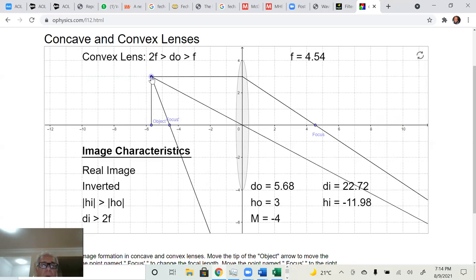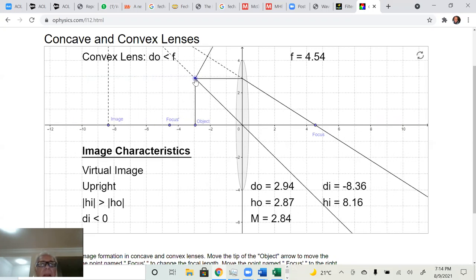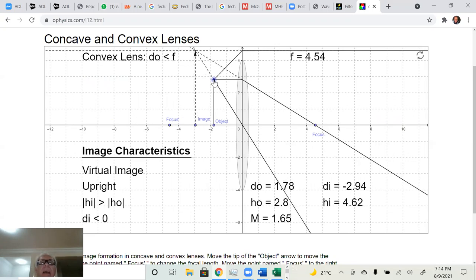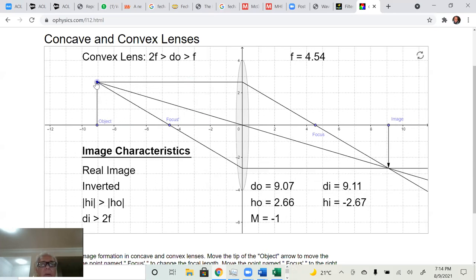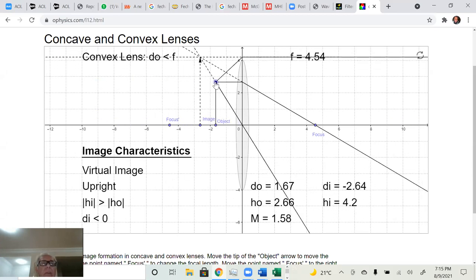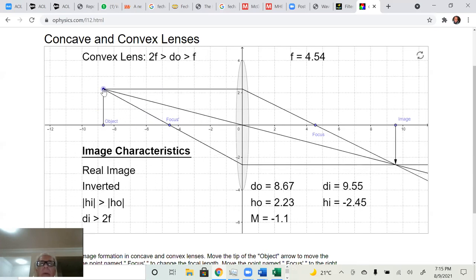If I want to form a virtual image, there's a way to do that. I can get this object closer and closer to the lens, and you're going to see I can form the image in the front of the lens. See that? That's the image I'm forming just by putting this object between the focus and the lens. So there are these two types of images, virtual and real. The image can also be inverted or upright. In this case, the virtual image is upright and the real image is inverted.